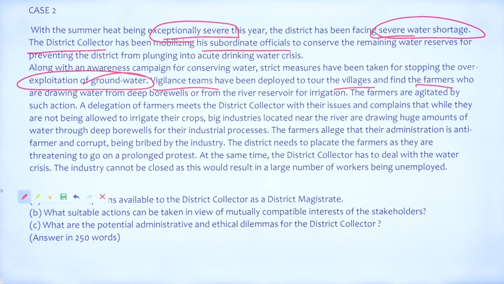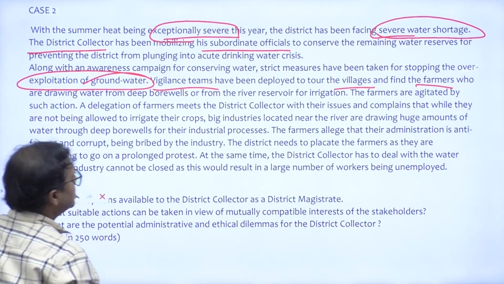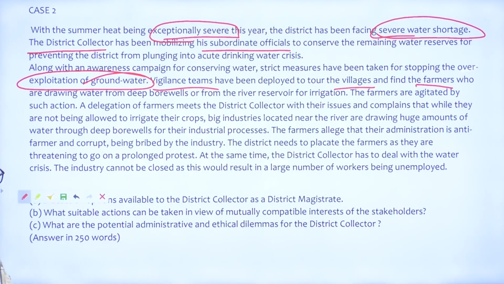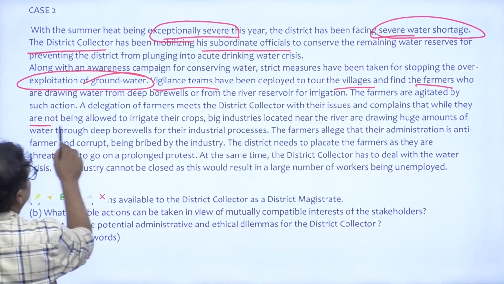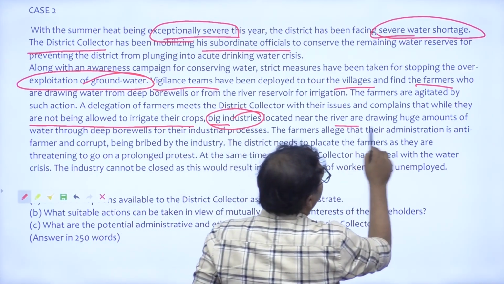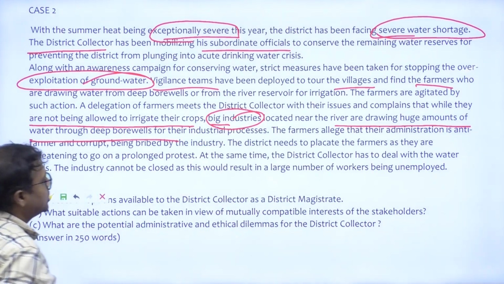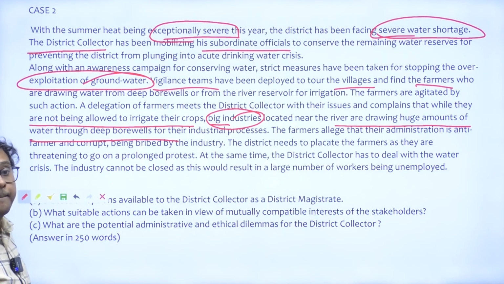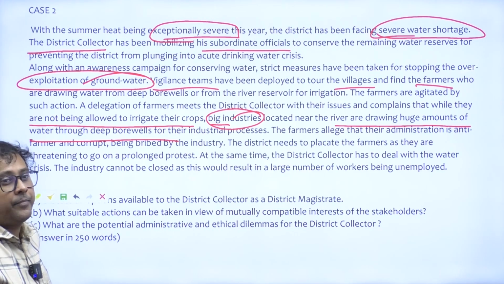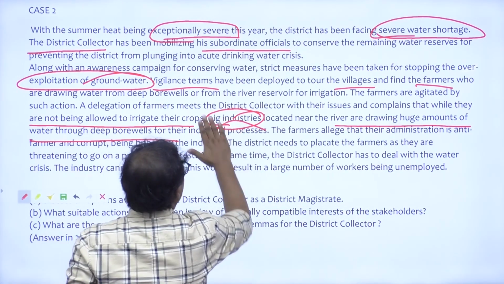The farmers are agitated by such action. A delegation of farmers meet the district collector with their issues and complaints that while they are not being allowed to irrigate their crop, this is an issue. Big industries located near the river are drawing huge amounts of water through deep borewells for the industrial processes. Okay? Big industries will be an issue or a stakeholder. Acha. Okay.